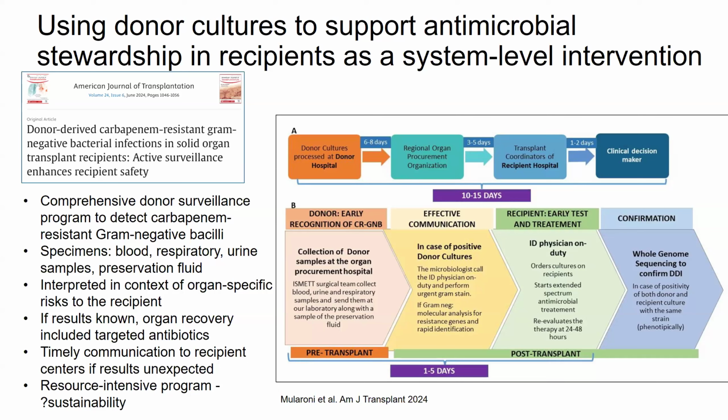So this is a study from Italy, and it's a comprehensive donor surveillance program to detect carbapenem-resistant gram-negative bacilli. They have collected specimens from the donors for blood, respiratory specimens, urine samples, as well as preservation fluid. And the risks would be interpreted in the context of the organ particularly. So, if it is blood culture, obviously that's different.